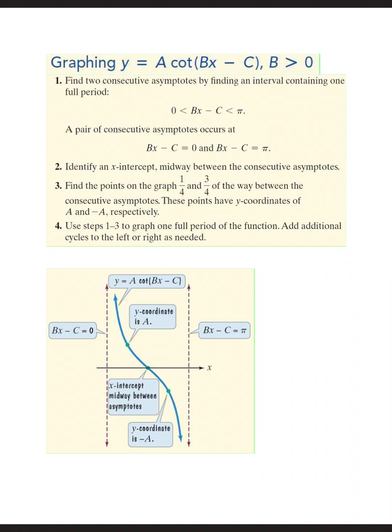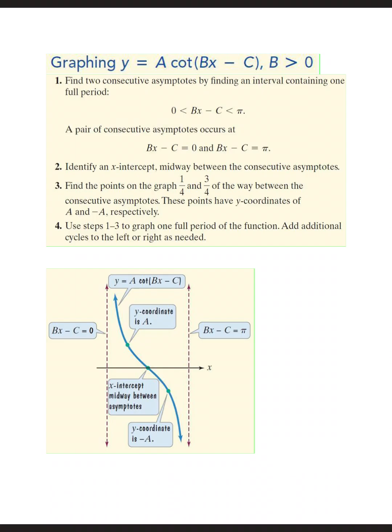So notice that here for graphing y equals a cotangent of (bx minus c), where b is greater than 0, we find the two consecutive asymptotes by finding the interval containing one full period. So bx minus c is between 0 and pi, once again because the period is pi. A pair of consecutive asymptotes occurs where bx minus c equals 0 and bx minus c equals pi. I've just been solving the interval for x in the middle.